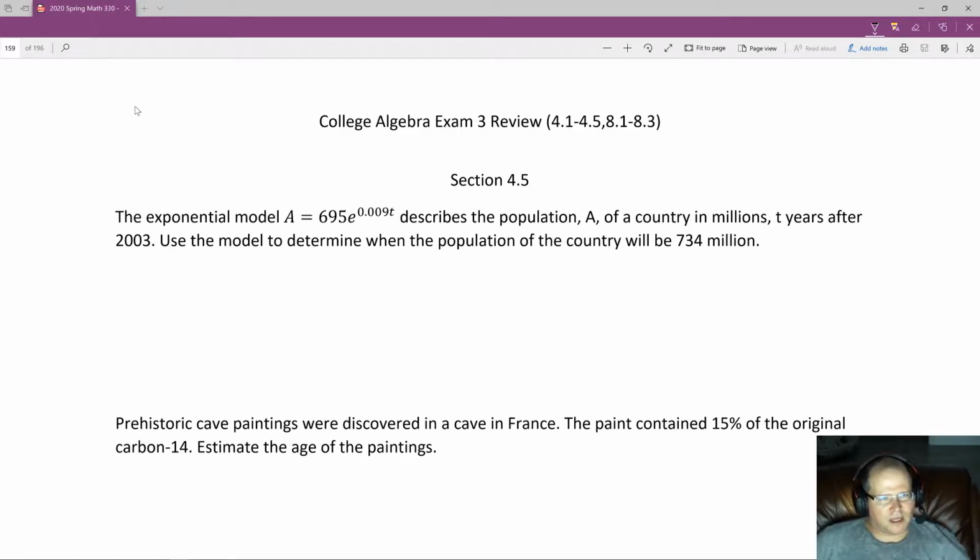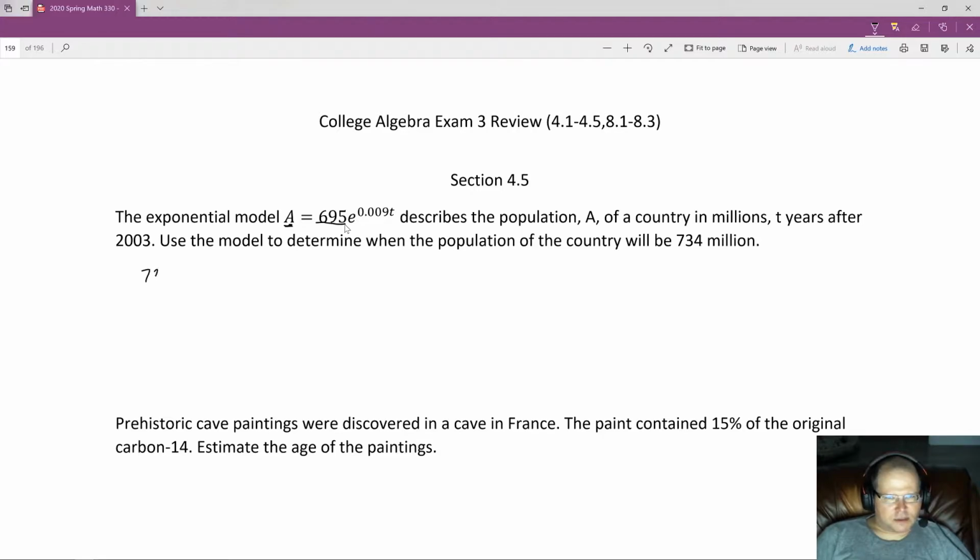The exponential model A is equal to 695 e to the 0.009 t describes the population A of a country in millions t years after 2003. Use the model to determine when the population of the country will be 734 million. Now, this right here, the 695, that's in millions, the base population, and the A in front is the new population, basically, right? So, we plug everything in.